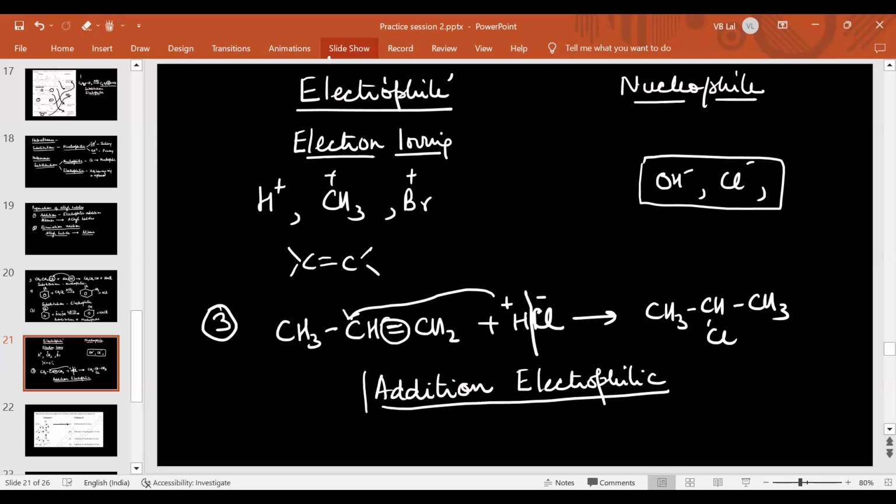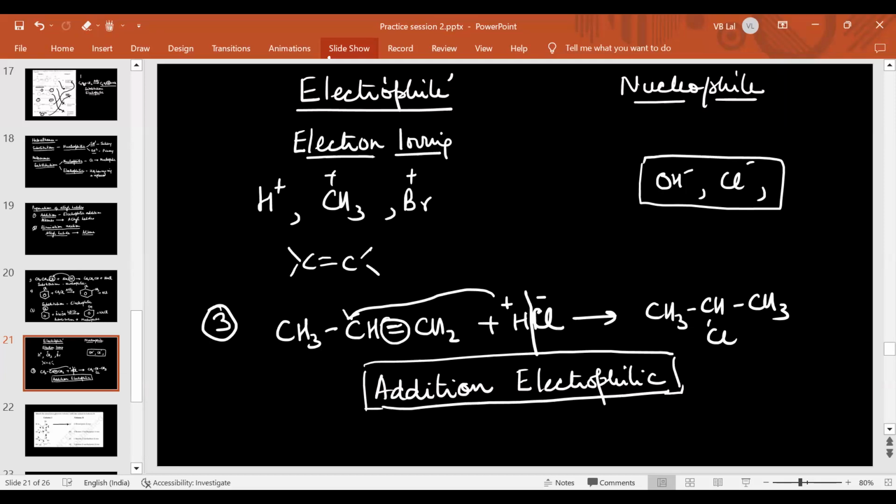So these are things which you should do in these 14 days of holidays: please revise the basics of organic chemistry from the textbook. You must understand the different types of reactions. Okay, so this is an addition reaction.